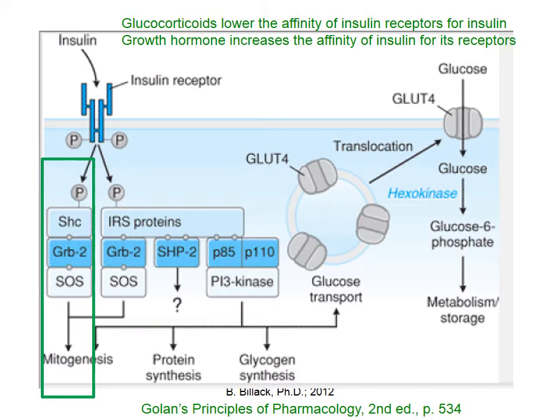One last thing I'd like to mention in terms of pharmacodynamic effects of insulin is that glucocorticoids have been found to lower the affinity of insulin receptors for insulin and antagonize the effects of insulin, while growth hormone increases the affinity of insulin for its receptor. And in fact, insulin helps growth hormone achieve its effects, particularly during growth spurts, for example, during puberty. So growth hormone increases the affinity of insulin for its receptor. Glucocorticoids lower the affinity of insulin for its receptor. And that's depicted for you here in the upper portion of our slide.